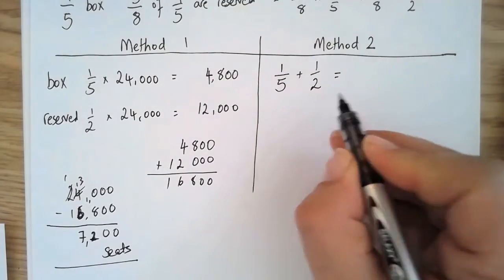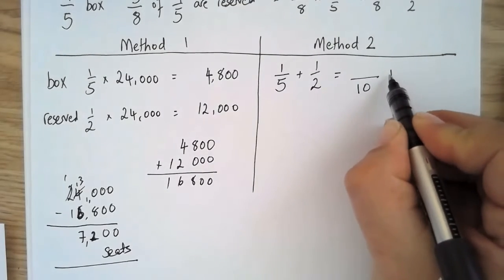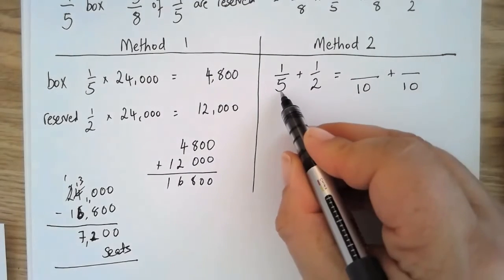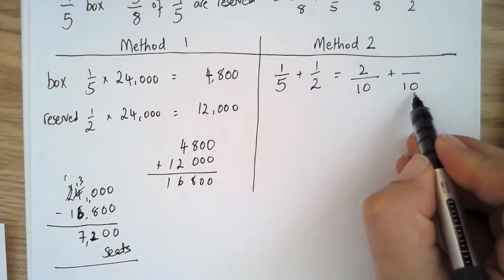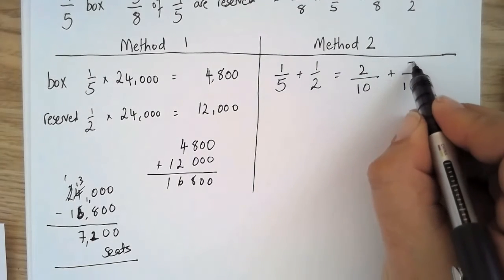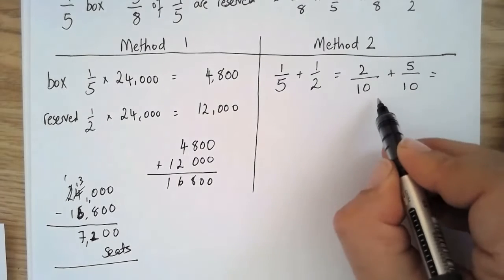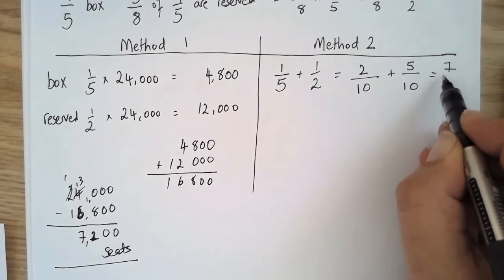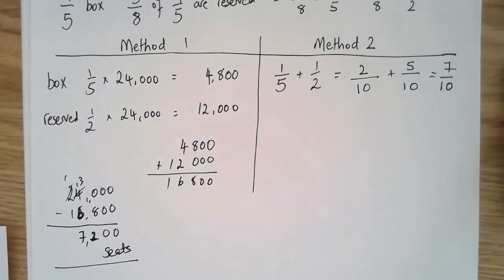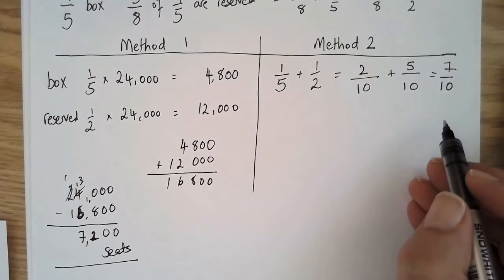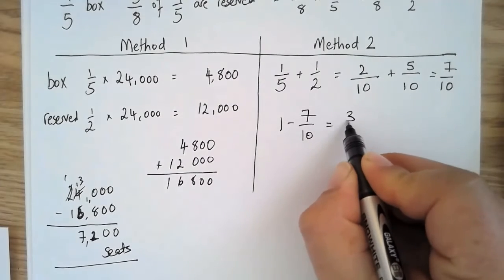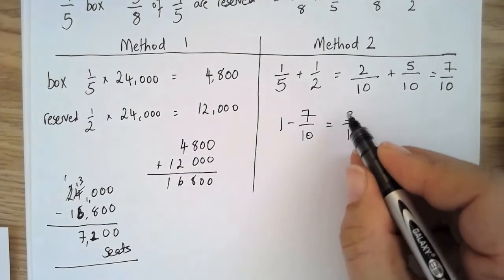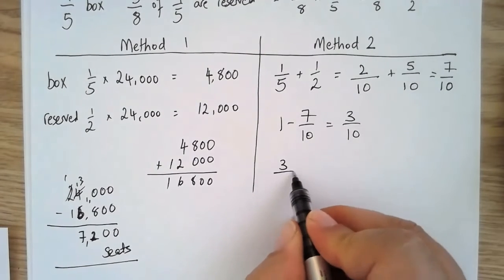So if I added these two fractions together, I'd need common denominators, of course. 5 multiplied by 2 gets us to 10. 2 multiplied by 5 gets us to 10. 2/10 plus 5/10 means 7/10 of all seats are not general. So that's the number of seats that are reserved or box, and the general seats are the remaining 3/10.